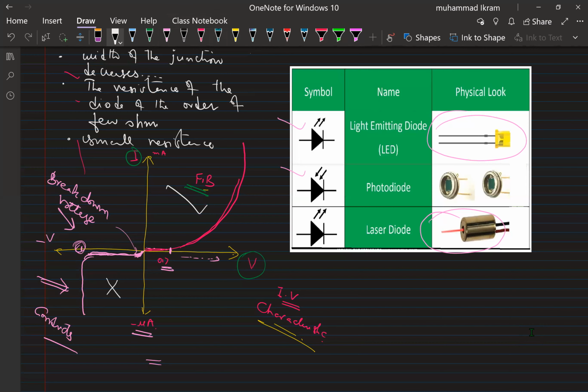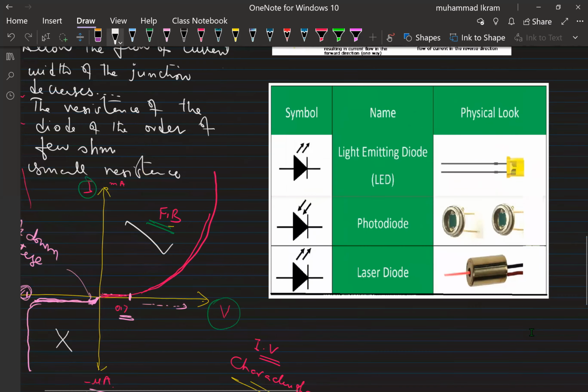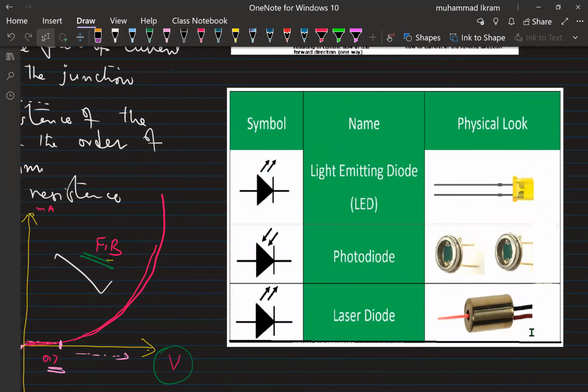So this diode is used in many electronic instruments. For example, we have various types of this p-n junction diode. For example, the light emitting diode, the LEDs, which you have seen, for example, just like the charging indicator of your smartphone, that is a light emitting diode, and the electronic symbol for the light emitting diode is this one. There is a photodiode.